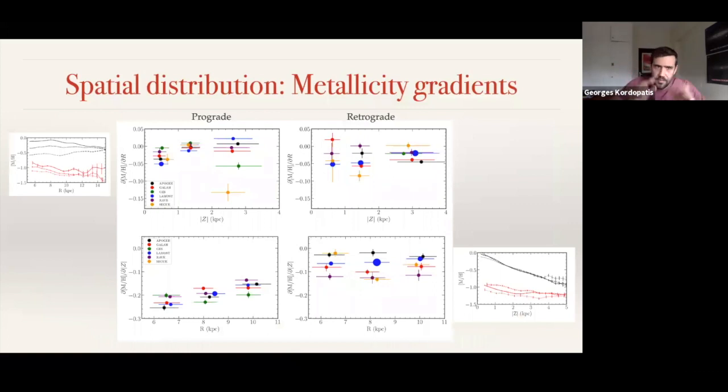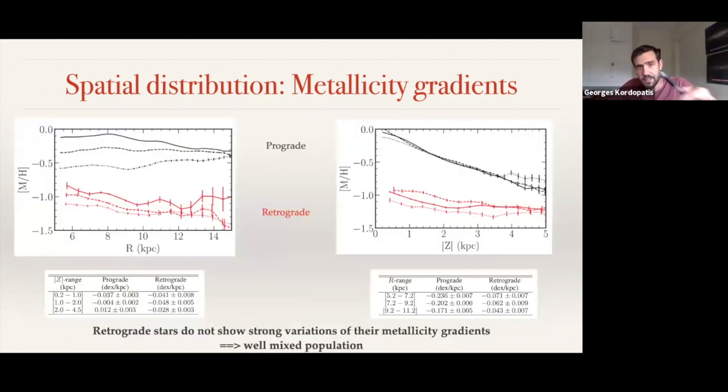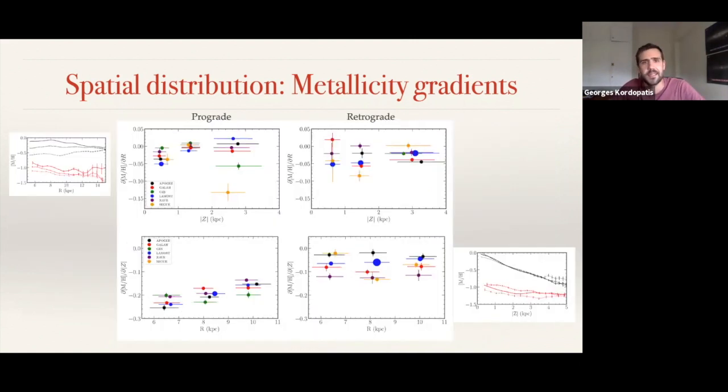And very briefly here, as a sanity check, I have broken my sample into surveys just to make sure that I have a homogeneous sample and that this result is not coming from the inhomogeneity of the metallicities. And you can see here the different color codes are associated to the different surveys.